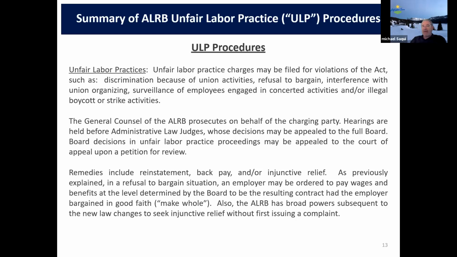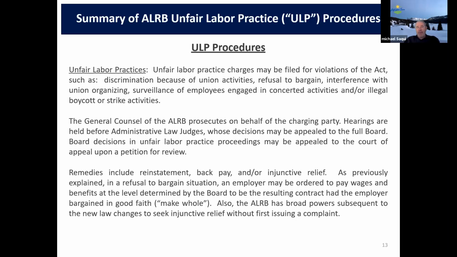So the general counsel of the ALRB prosecutes on behalf of the charging party, typically either a union or a singular or group of farm workers. Hearings are held before administrative law judges. Those decisions can be appealed to the full board and beyond. Remedies in these cases include reinstatement and back pay or injunctive relief. Injunctive relief is telling an employer to cease and desist from these practices as they have a negative impact or discriminatory impact on a group of workers or on a singular worker.